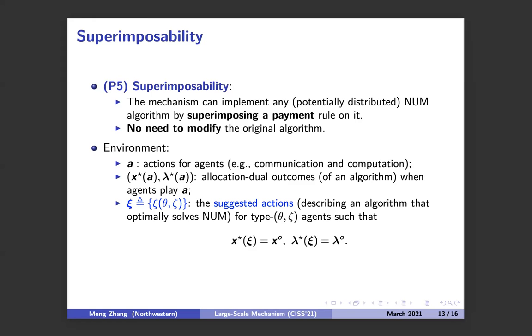Basically, A represents the action for each of the agents, such as the communication and computation actions in an algorithm. We would like to use x star, lambda star to denote the allocation and dual outcomes of an allocation when the agents are playing A. And here we use this symbol to represent the suggested action of some algorithm, in such a way that when all the agents are playing the suggested action, the outcome of the allocation of the algorithm solves the NUM problems optimally, which is characterized by these two equations.